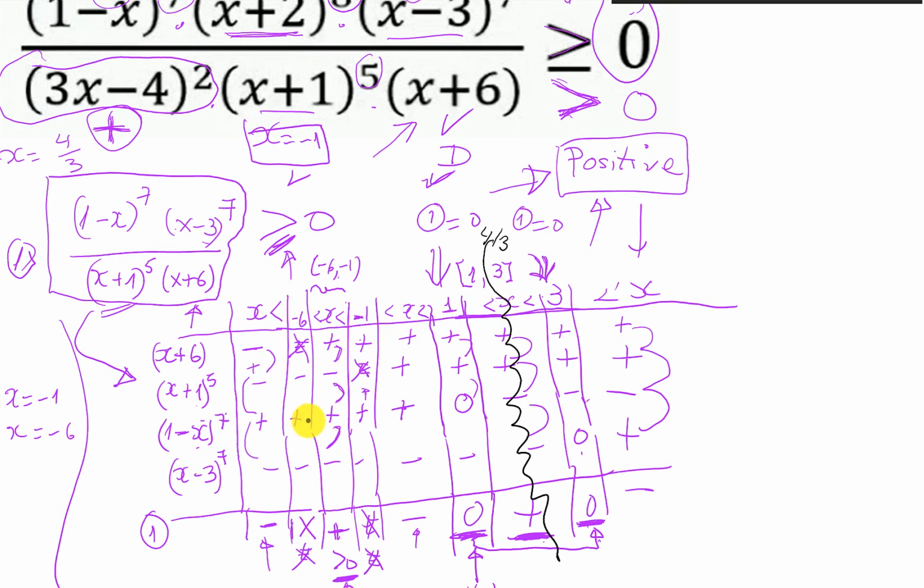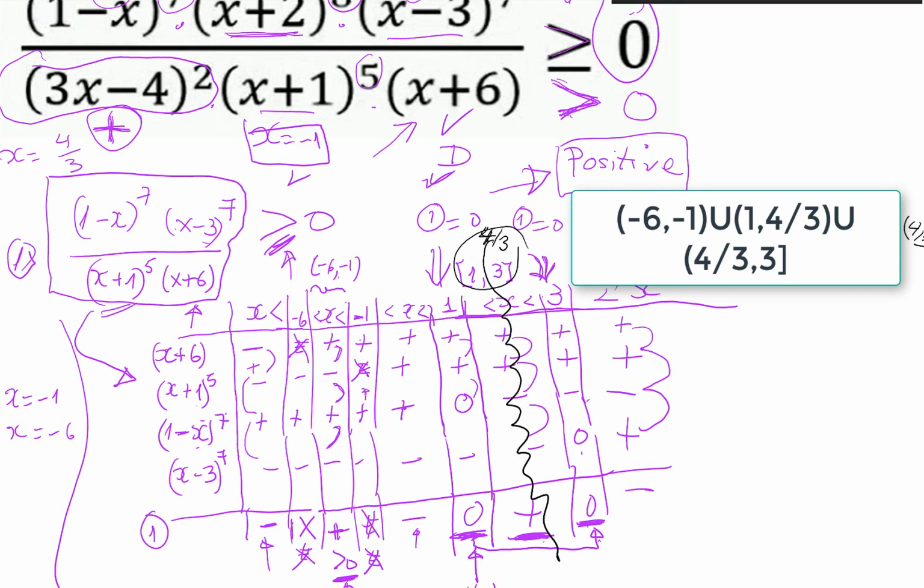So I have to split this interval and say that the solution is -6, -1, that is here, union, and split this interval this way: 1, 4/3, open because the function doesn't exist here, union, 4/3, 3, and then closed here because the expression gives 0 over here. This is up to now my solution.